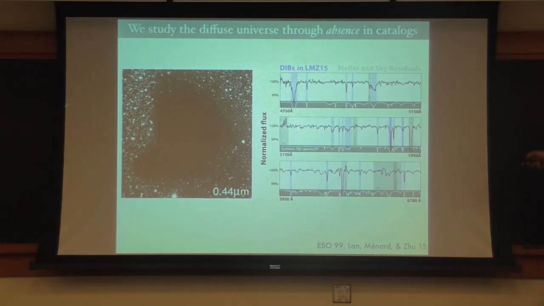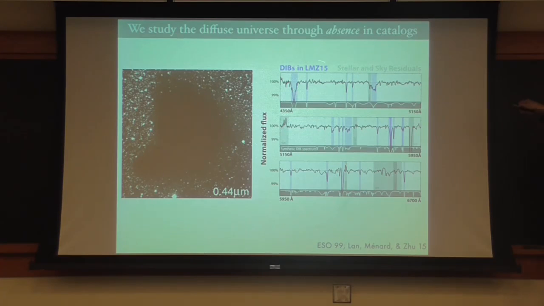So this is a Bok globule where you're seeing a lack of stars. People originally studied dust, this intervening sooty material that blocks our line of sight, by looking at absences in catalogs. And you can look at that absence both in objects, but you can also look at it in terms of absorption.